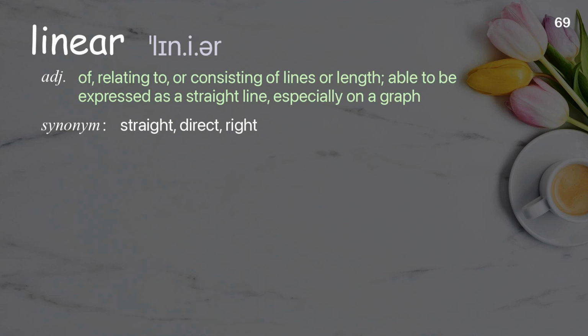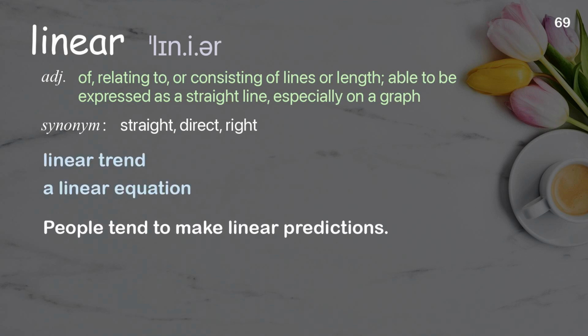Linear. Of, relating to, or consisting of lines or length, able to be expressed as a straight line, especially on a graph. Examples: Linear trend, a linear equation. People tend to make linear predictions.